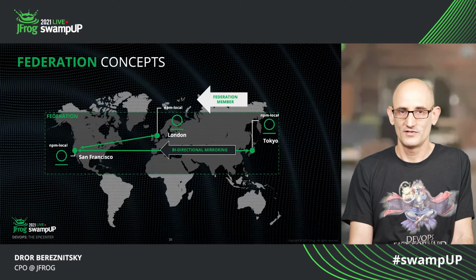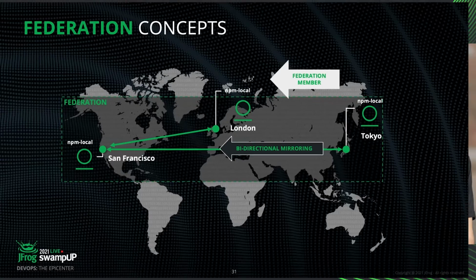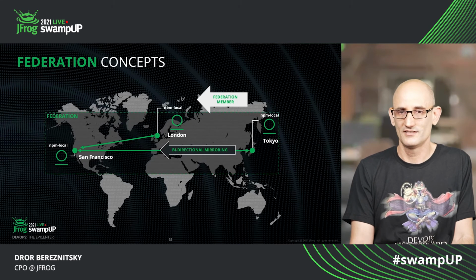So let's see how it all works together. In this diagram, you can see a federation which contains 3 sites: San Francisco, London, and Tokyo. In each one of these, we have a federated repository, which is just considered a member of the federation. This federated repository behaves and is very similar in nature to a local repository. And all of these federated repositories are connected in what we call bidirectional mirroring, which basically means that any change performed on any member of this federation will be automatically mirrored to any of the other members. So for example, if I'm deploying an artifact to the London repository, it will be automatically replicated to Tokyo and San Francisco. And the same goes for deleting artifacts or changing the metadata.